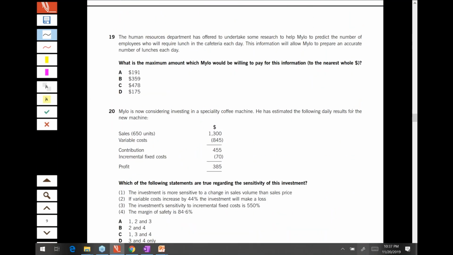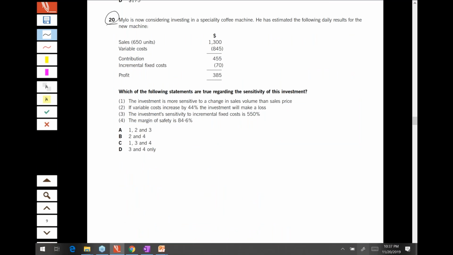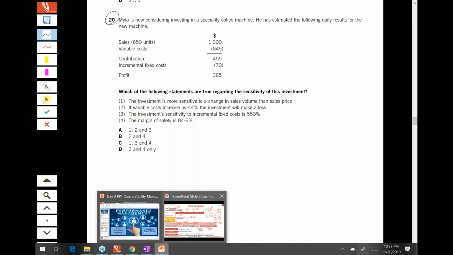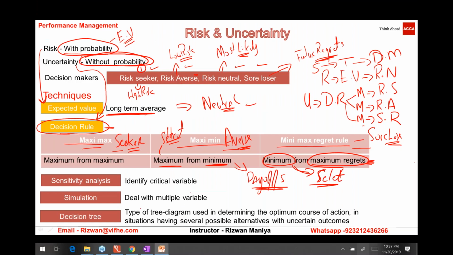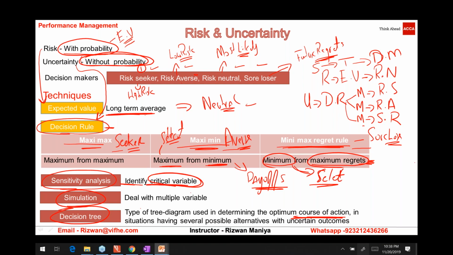Now I'm coming towards this question. As I mentioned in my presentation, these three are the techniques used by different decision makers, and expected value is used by risk neutral decision makers. The other techniques include sensitivity analysis, decision trees, and simulation. Decision trees are used for making multiple decisions at the same time. Sensitivity identifies the most critical variable.